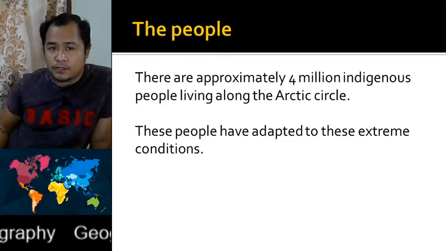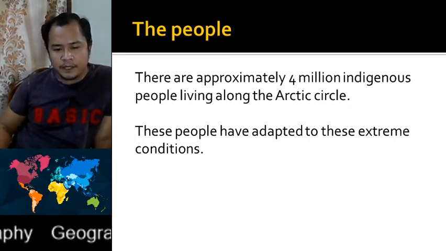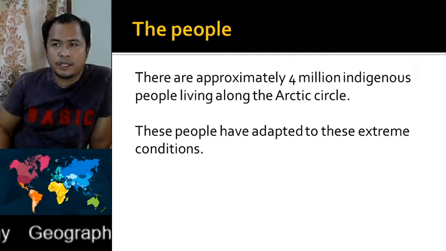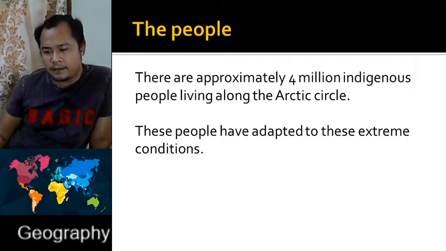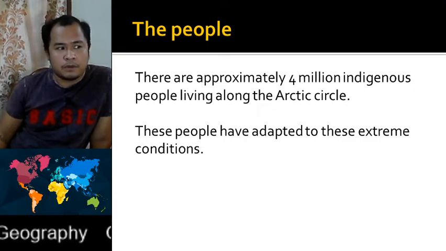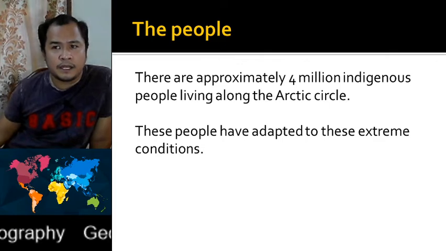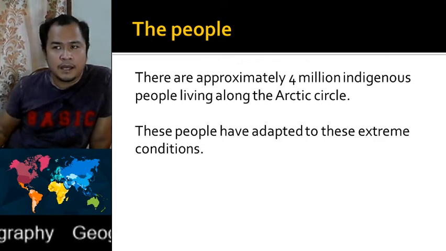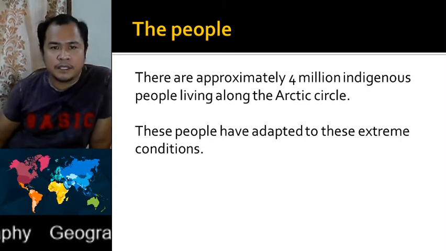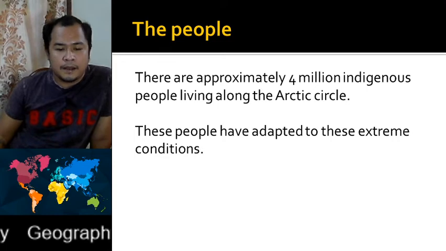And there are also people living there. There are at least 4 million indigenous people living along the Arctic Circle. When you say indigenous people, these are tribes or groups of people who have lived in these areas for a very long time already. It could be generation after generation of tribes or local people who lived in there.